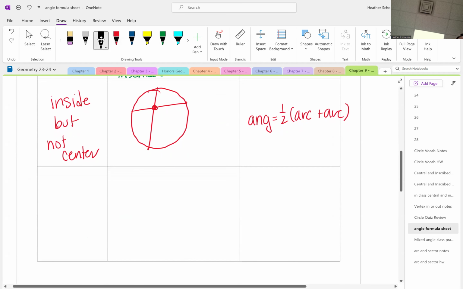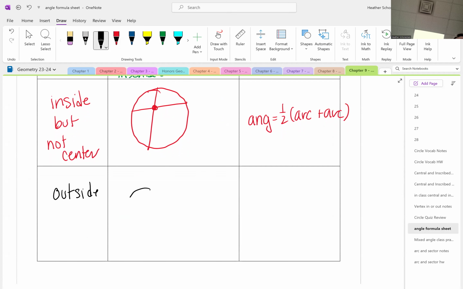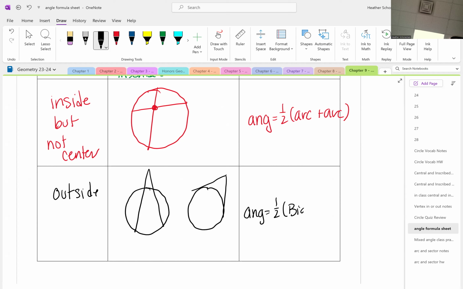And your last option is when the vertex is outside, so it could look like this, or sometimes it would look like this. But when that's the case, the angle equals 1/2 of the big arc minus the small arc. Okay, and those are the 4 formulas you're working with.